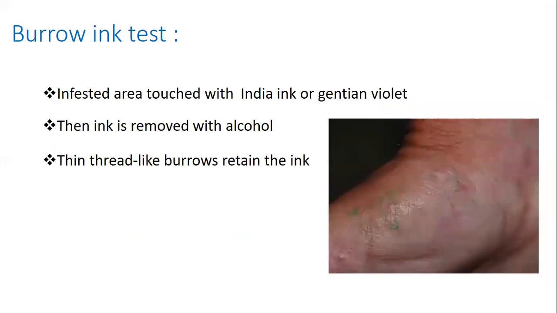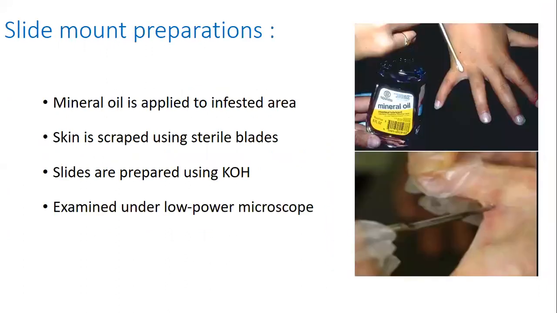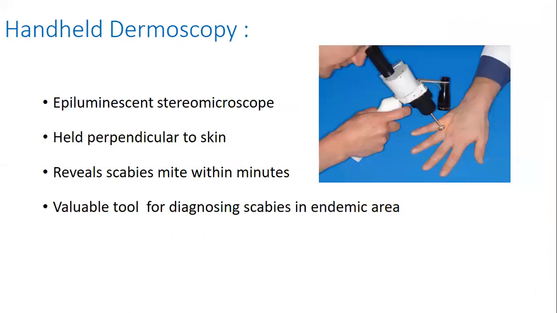Next is the burrowing test. Here the infested area is touched with India ink or gentian violet. Then the ink is removed with alcohol, but the thin thread-like burrows will retain the ink. Then slide mount preparations. First, mineral oil is applied to the infested area. Then skin is scraped using sterile blades. These slides are prepared using KOH, potassium hydroxide, then examined under low power microscope.